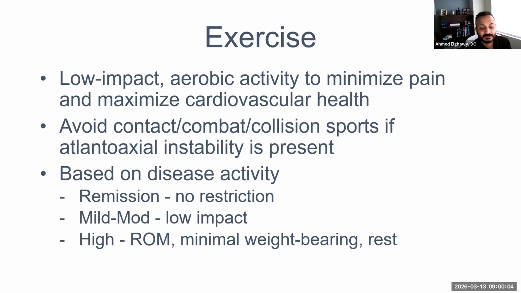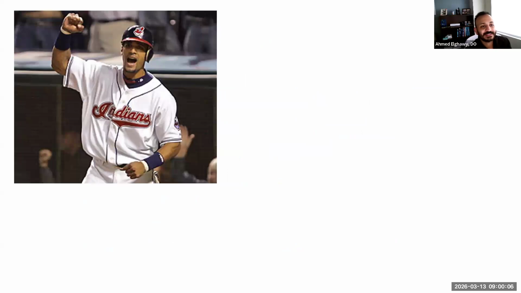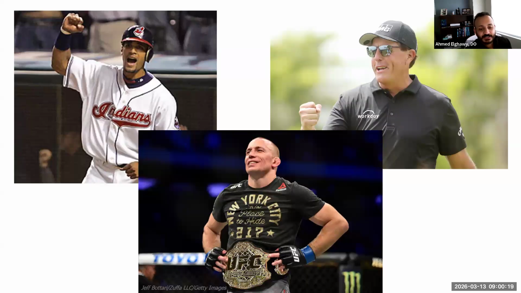Moving on from RA. If we take these athletes, you have Franklin Gutierrez, who used to play for the Indians. He was, I believe, a right fielder, center field and right field. If we take him, Phil Mickelson, and George St. Pierre, what do they all have in common? Well, they all have diseases that are considered part of the seronegative spondyloarthropathies.